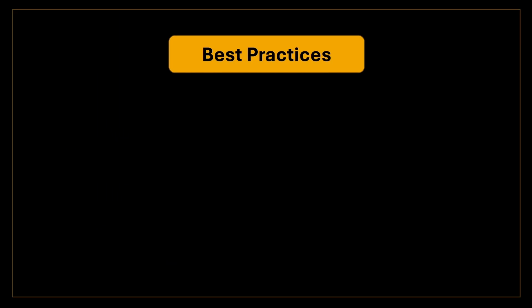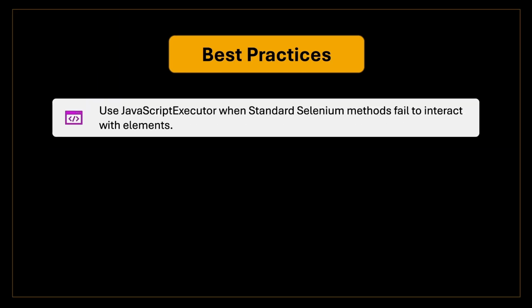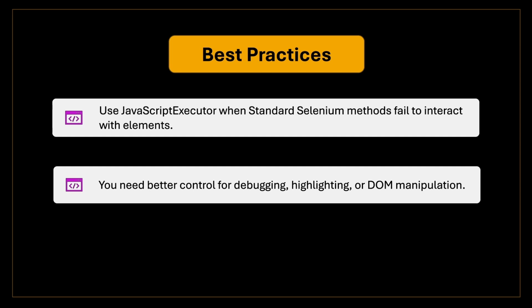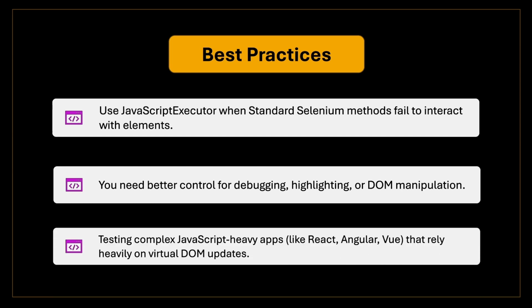Let's have a look at some do's and don'ts while using JavaScript Executor. Use it only when standard Selenium methods fail to interact with an element, like when it's hidden, not clickable, or not responding as expected. It's especially helpful when you need more control for debugging, highlighting an element, or directly manipulating the DOM. It also comes in handy when testing modern JavaScript-heavy applications built with frameworks like React, Angular, where elements are often managed through virtual DOM updates.